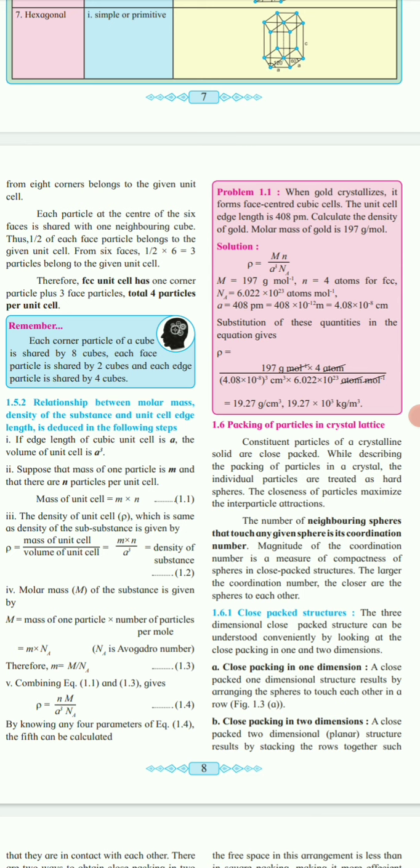The number of neighboring spheres that touch any given sphere is its coordination number. The magnitude of the coordination number is a measure of the compactness of spheres in a close packed structure. The larger the coordination number, the closer the spheres are to each other.